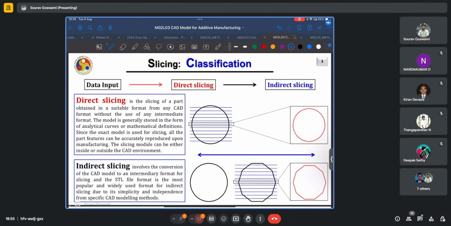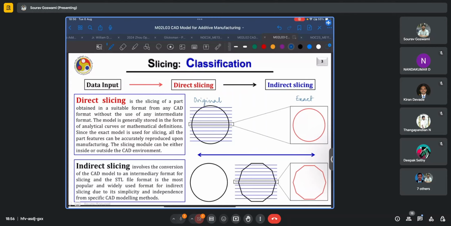So, direct slicing is the process where our original geometry is obtained in a suitable format from any CAD software without the use of any intermediate format, and we slice it by our pre-decided, say, layer thickness and slicing planes, and end up with a representation of the slice geometry. So if a sphere is sliced by planes, each cross section will have a contour which resembles a circle, as shown in the first case here.